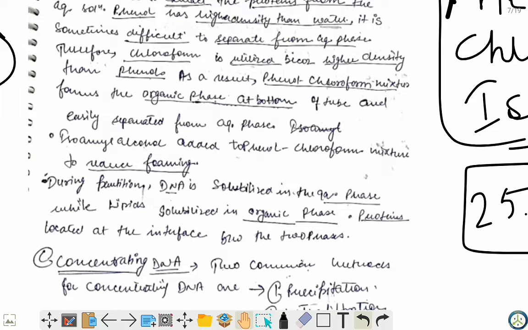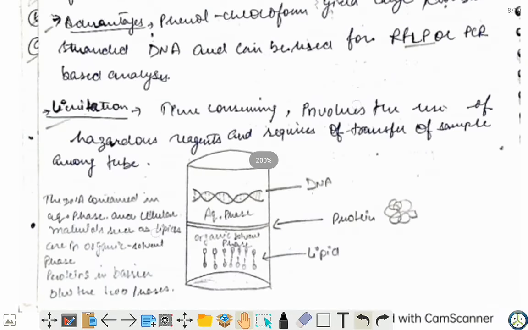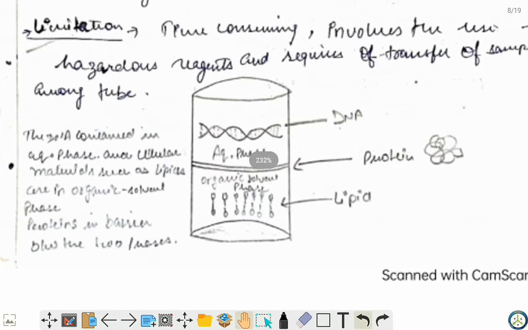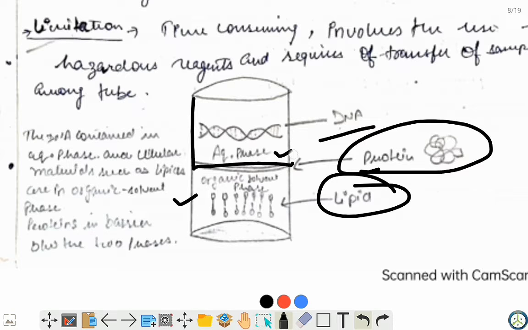During the partition, the DNA is solubilized in the aqueous phase, while lipids are solubilized in the organic phase, and protein is located at the interface between these two. As we can see in the diagram, this is the test tube. DNA will be present in the aqueous phase, the lipids will be present in the organic phase, and the proteins remain at the interface between the aqueous and organic solvent. Then we can use this upper aqueous phase for our analysis in the lab. Clear? Because it contains the DNA.